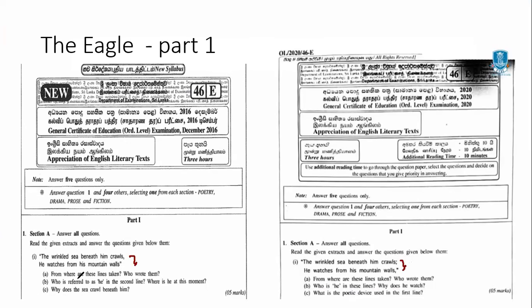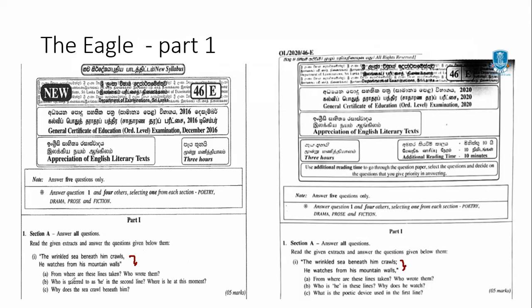So what are they asking? From where are these lines taken? Who wrote them? Same question. What is the answer? These lines are taken from the poem Eagle by Alfred Lord Tennyson. Remember to capitalize what should be capitalized and to write in simple what should be in simple. The capital and simple letters are very important. Even the writer's name, make sure you write it with proper spelling, because they have separately given marks for it. You need to make sure you write it right.